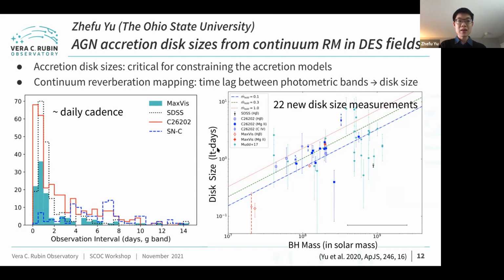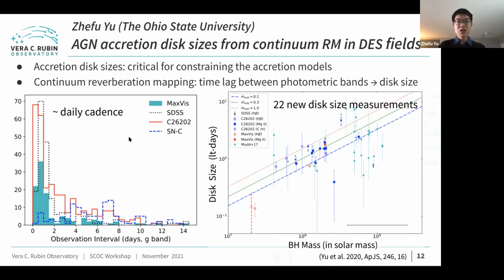And one of the major techniques to measure the disk size is the continuum reverberation mapping technique, where we measure the time delay between the variation of different photometric bands. And this time delay corresponds to the light travel time within the disk, and therefore indicates the disk size. And in order to measure this continuum lag, we need to monitor the target for many years with relatively high cadence.